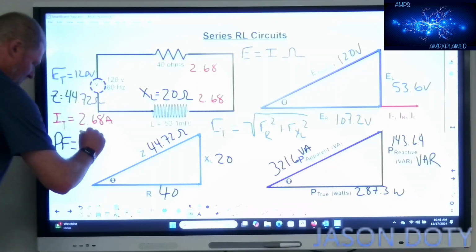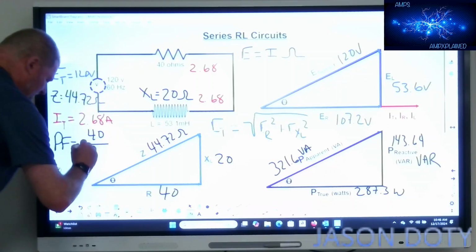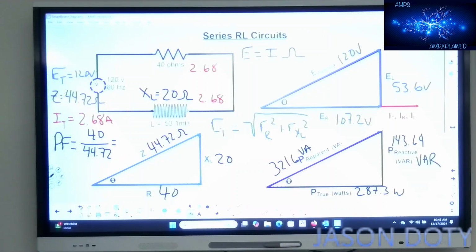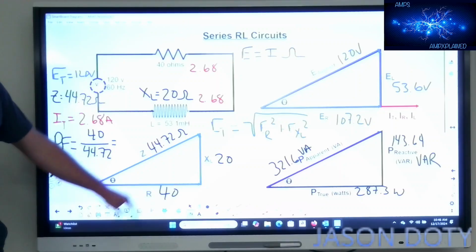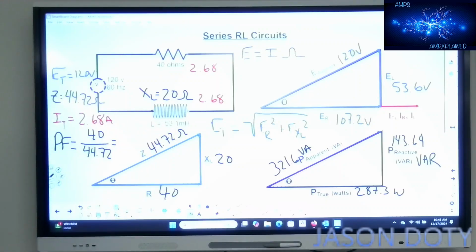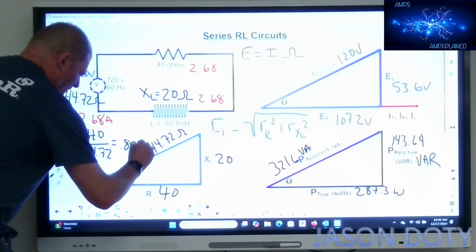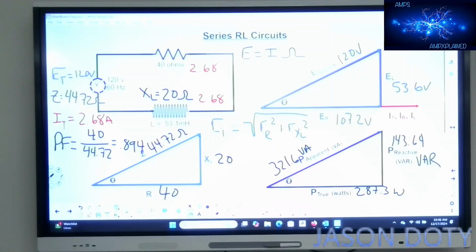So I can take my 40 ohms of resistance, divide it by my 44.72 ohms of impedance, adjacent side, hypotenuse, and we find that our power factor is 0.894, or 89.4% efficient. We're wasting a little over 10% of the power applied to this circuit.